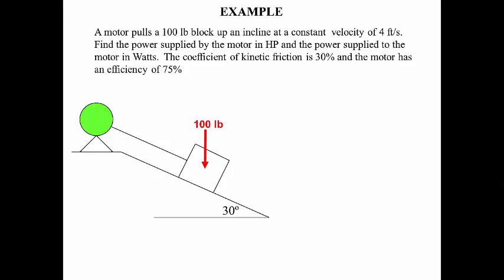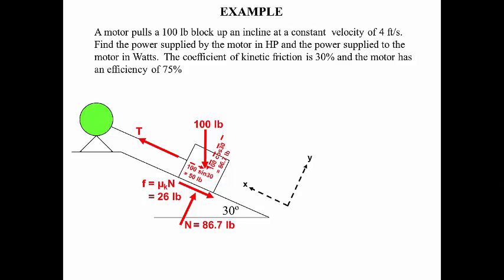Well, let's start by drawing our forces on the object. Let's break our weight into components. This will help make solving this problem a little bit easier. We'll rotate our axes, and we can calculate the component of the weight in the y direction and the component of the weight in the x direction. Knowing the component of the weight in the y direction, we can figure out what the normal force is. And once we know the normal force and knowing that the block is moving, we can calculate the kinetic friction. So our friction is 26 pounds and our normal force is 86.7 pounds.